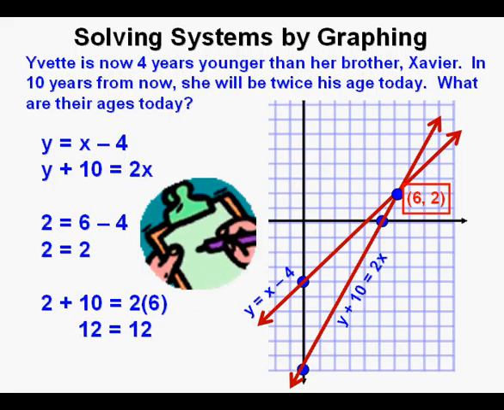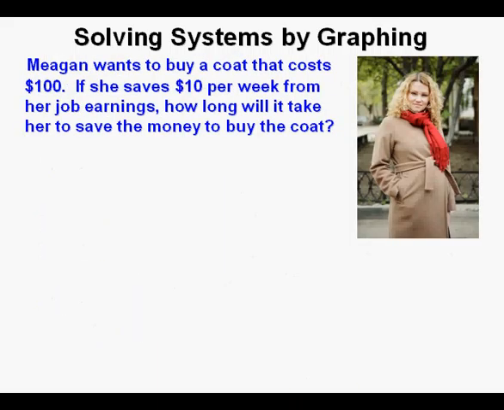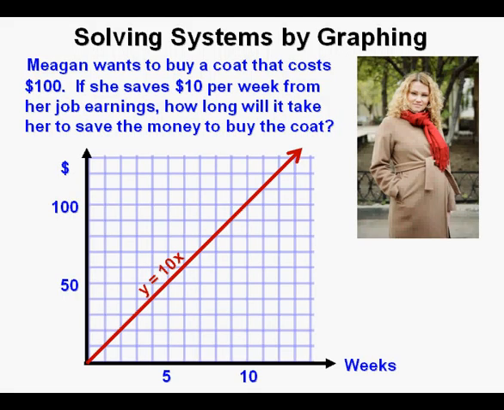Towards the beginning of the lesson, we had this problem about Megan saving to buy a coat. Even though it's a pretty easy problem that could be solved without graphing, I want to show why it's a system of equations that can be solved by graphing. The equation for Megan's savings is y equals 10x, as in the money she saves is found by calculating the number of weeks and then multiplying that by 10. And then the equation y equals 100, as in the $100 Megan needs to save.